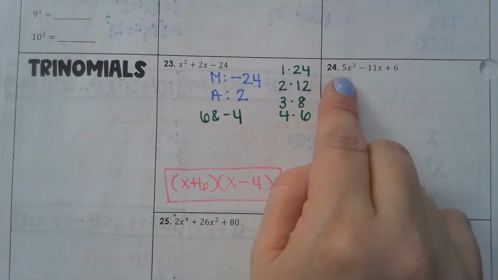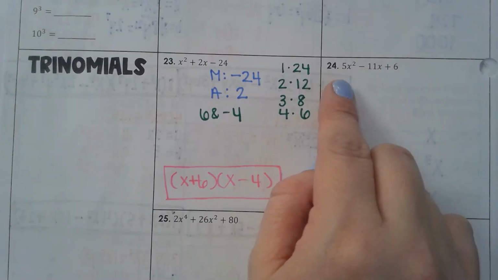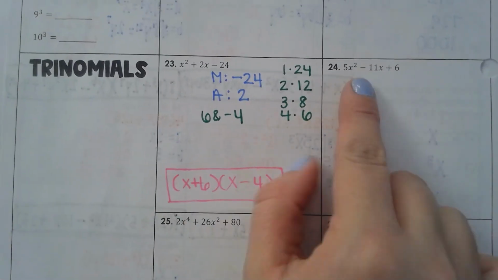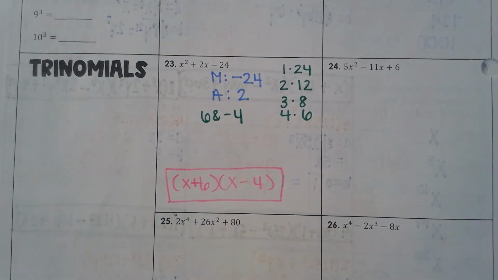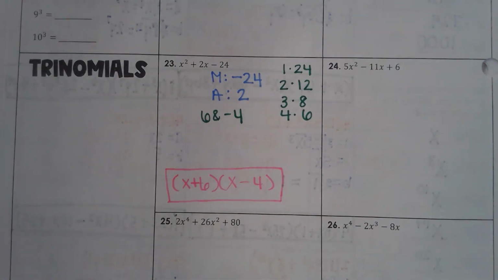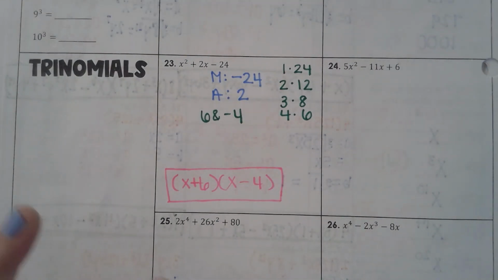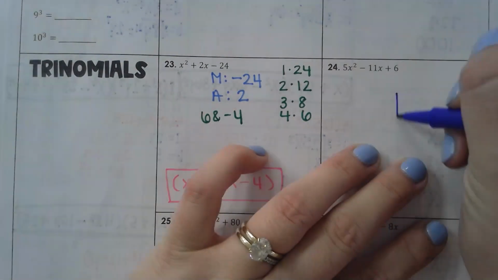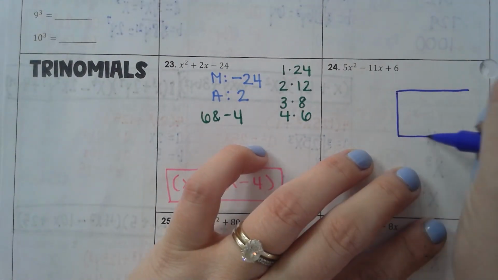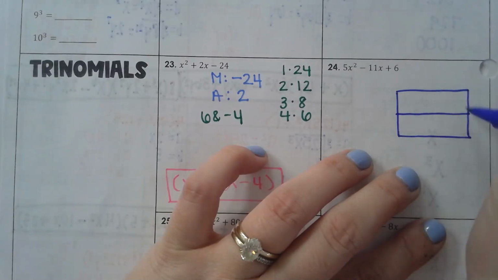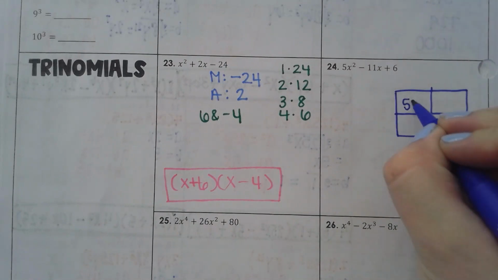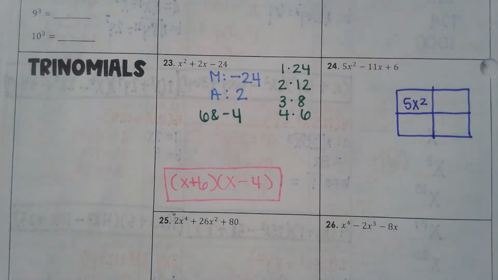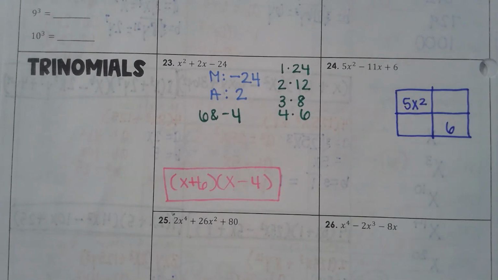But before we get too panicked, we might have to use the box method. See if there's a GCF. Can I divide those three numbers by something? No. So we are going to have to do the box method that we did in the last unit. The 5x squared goes in the top left. The 6 goes in the bottom right.